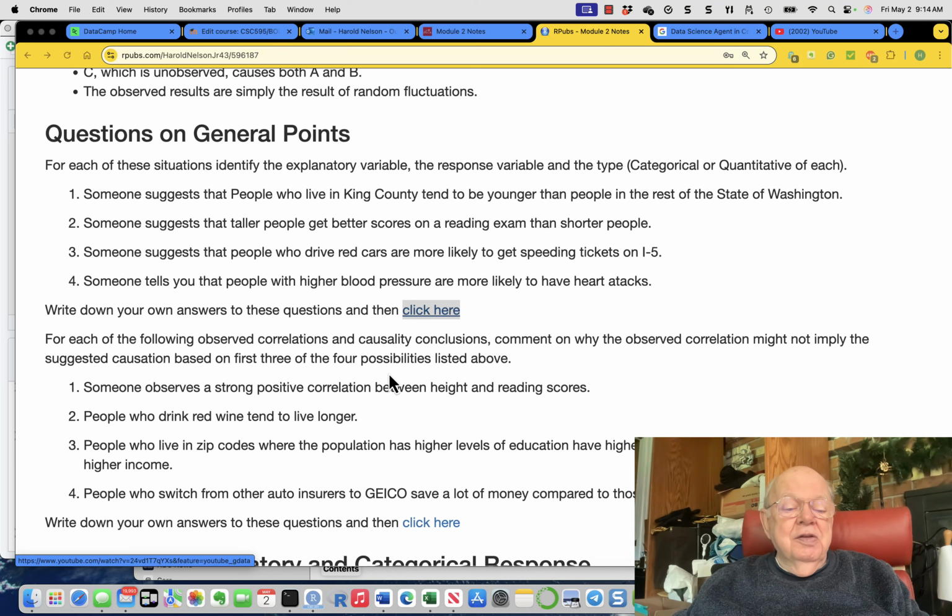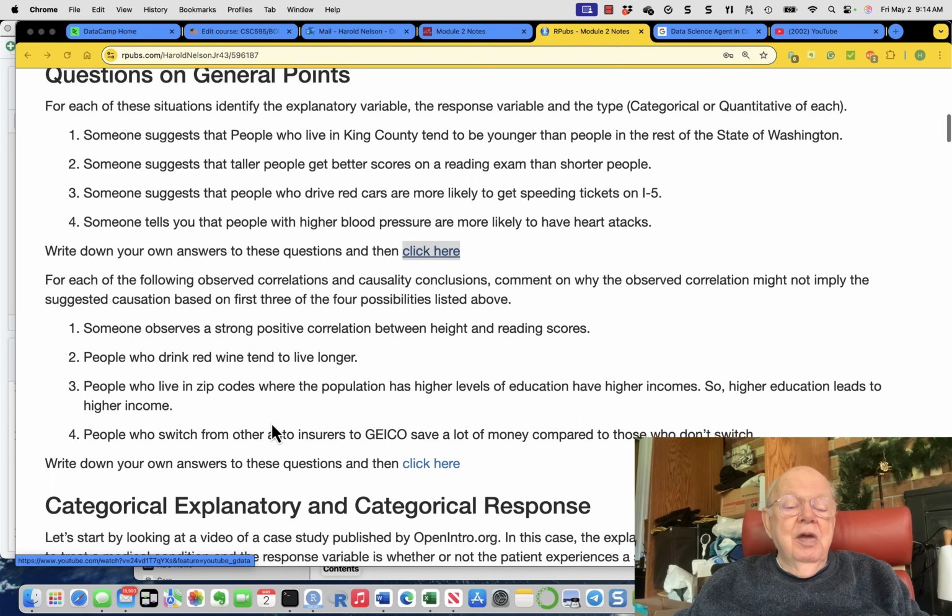Second thing, I've got some observed correlations and causality conclusions. Comment on why the observed correlation might not imply the suggested causation based on only the first three of the four possibilities listed above. Someone observes a strong correlation between height and reading scores. That's kind of surprising. People who drink red wine tend to live longer. People who live in zip codes with a population that has higher levels of education have higher incomes, so higher education leads to higher income.